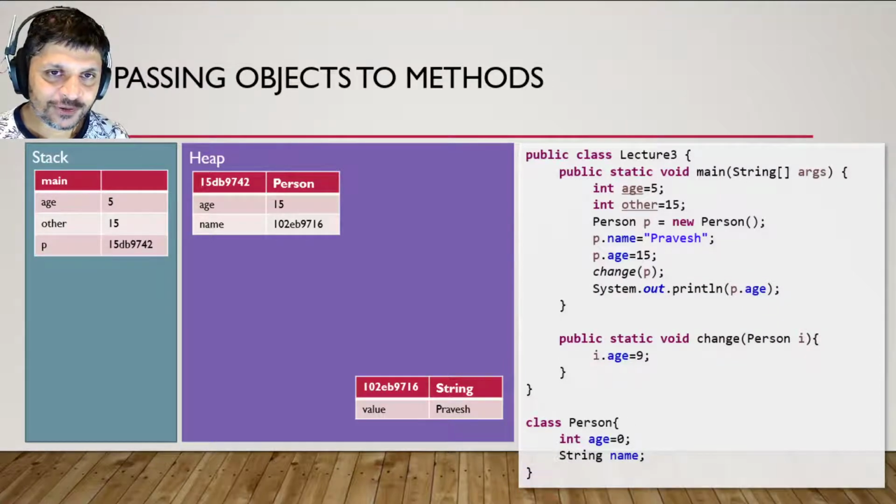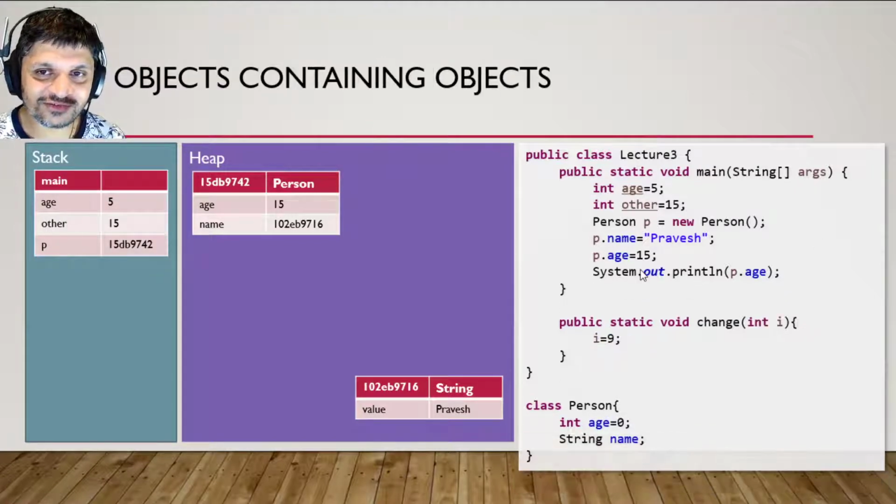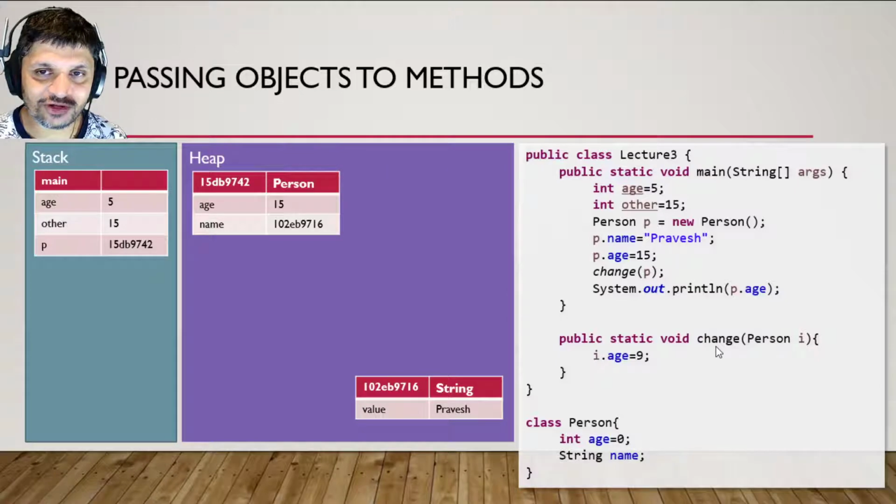Okay, but now let's see what happens when we send an object to a method. Now, this is an interesting one. Here, behavior changes a little bit, so pay attention a bit here. So, okay, what I'm going to do now is, previously I had this change function which took an int, which was a primitive, right? Now, I'm changing my change function to take a Person. And then all I do is I set that person's age to 9.